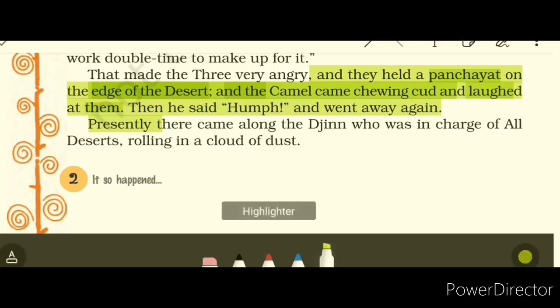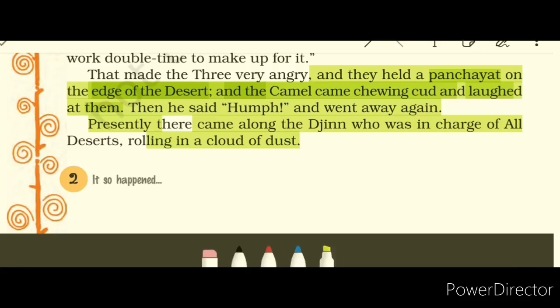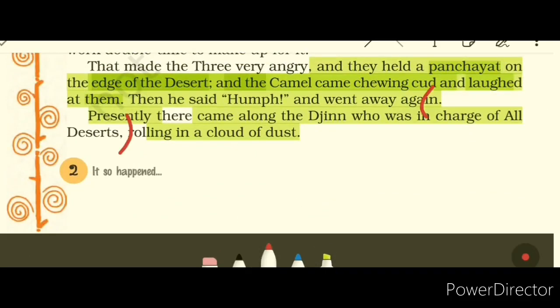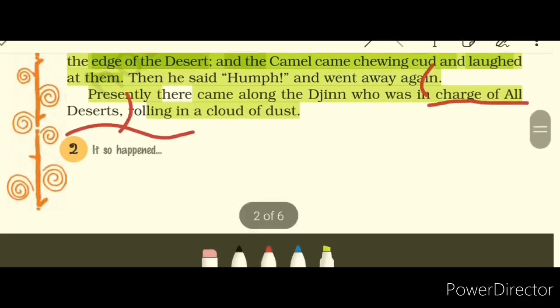So now a jinn appears out of nowhere, rolling in a cloud of dust. Whenever a jinn appears, as you must have seen in cartoon movies, he does not appear in full form. There is some sort of cloud of dust associated with him. Not always, sometimes. So the jinn was in charge of all the desert, which means he was supposed to look out for the way the animals were walking in the desert. So the jinn appears out of nowhere.